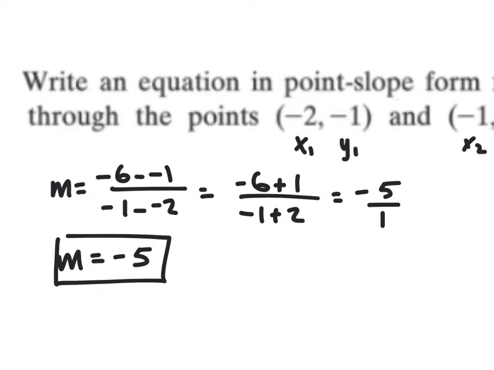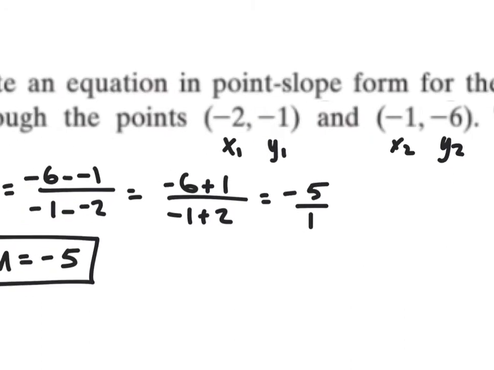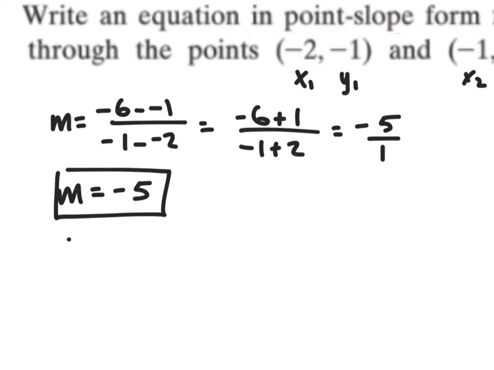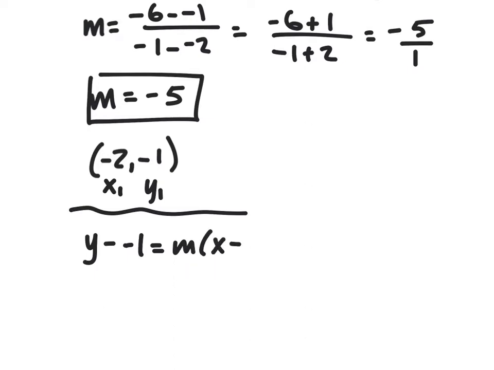Now what I want to do is use my points. It doesn't matter which point we use. We'll just go ahead and use this first point. You could use either point you wanted. You can choose whichever one you want. I'm just going to choose this as the point we're going to use. So I've got my slope, and I've got my point, negative 2, negative 1. Now I'm going to do this in point slope form. I'm going to call this x1, y1, and I'm going to plug those in. So y minus y sub 1, which is negative 1, is equal to m times x minus x sub 1, which is negative 2.